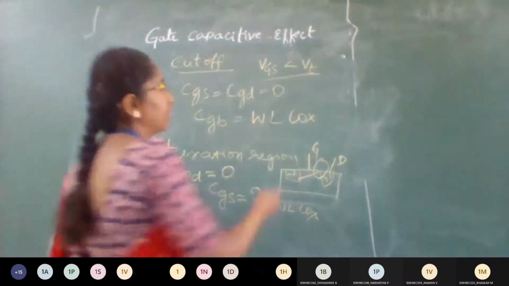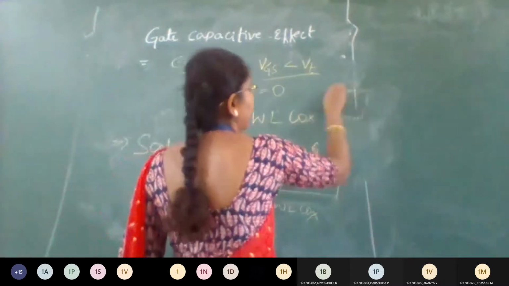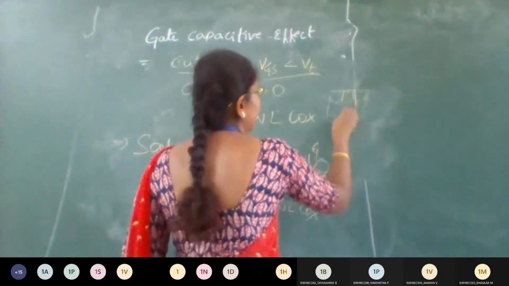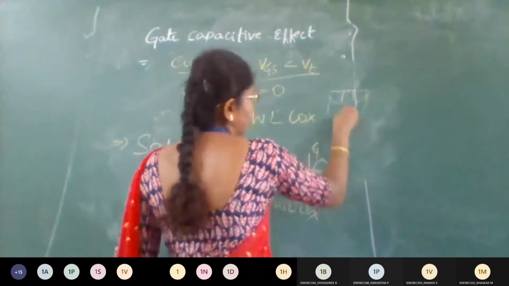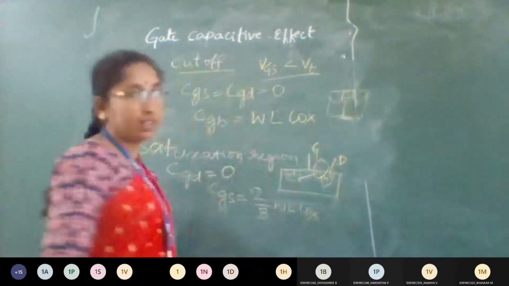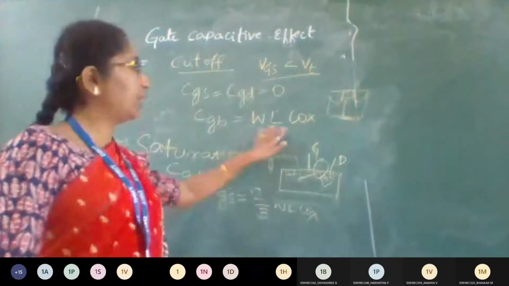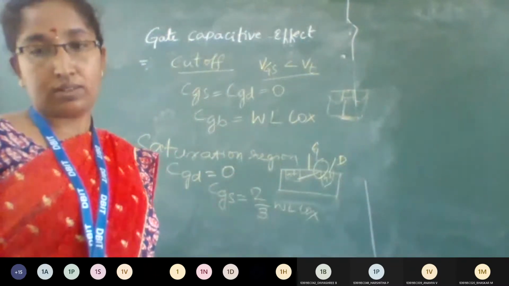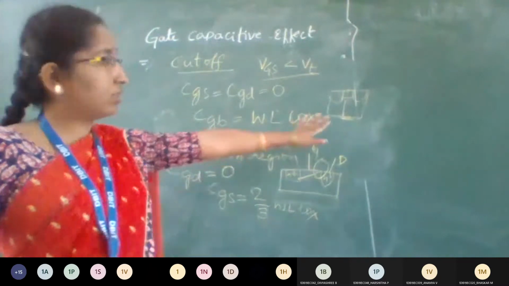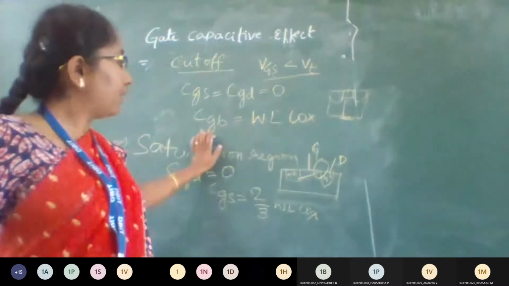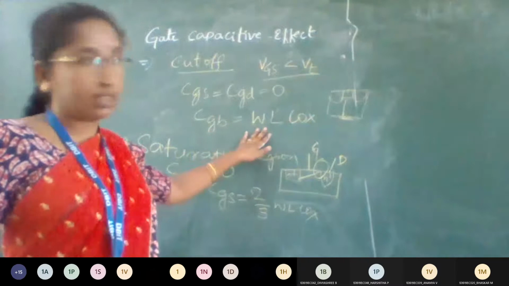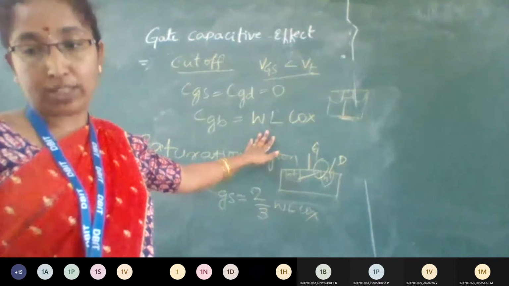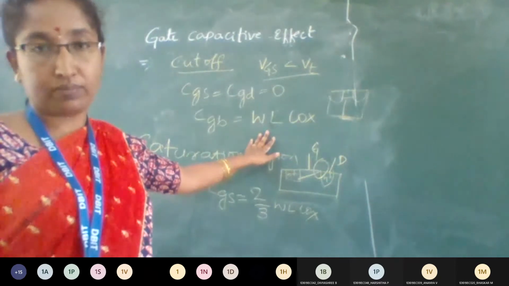Because you have given some voltage, due to this body, some area gets formed from the body, and that area is WL into oxide capacitance. So even though there is no conduction, you will be having CGB, gate body capacitance, WL into COX in the cutoff region.